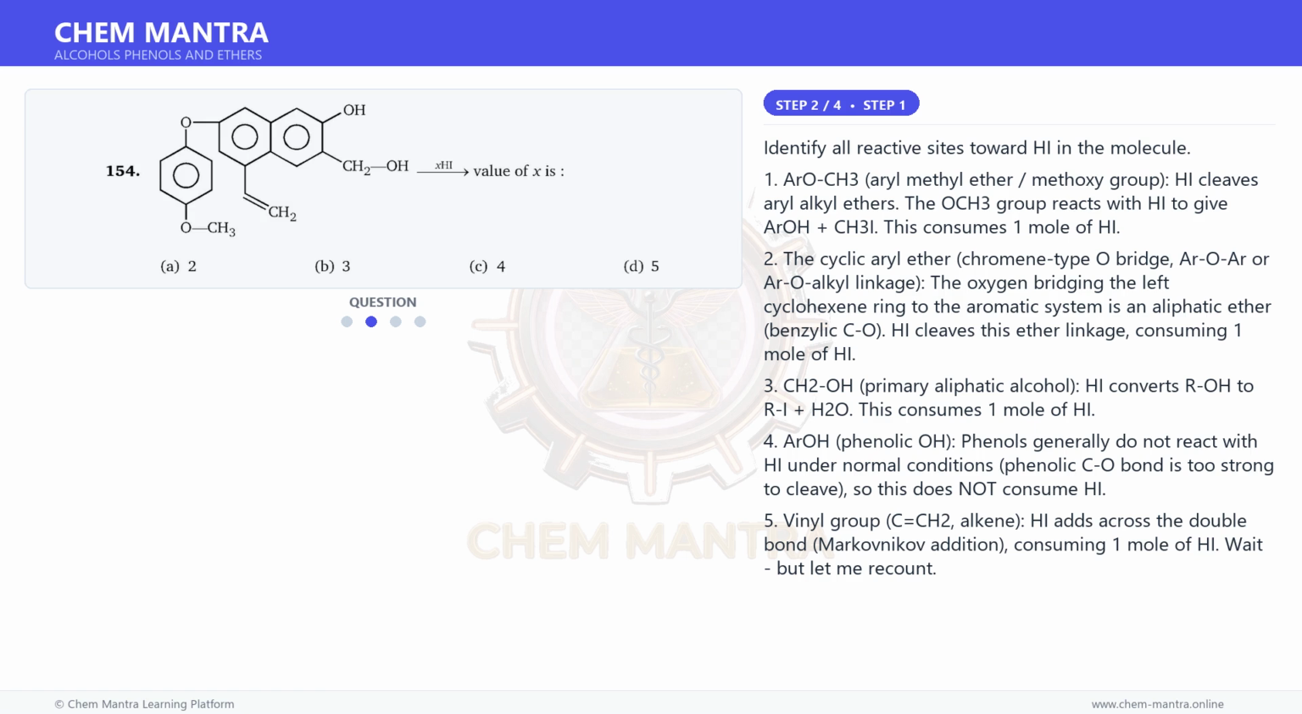4. ArOH, phenolic OH. Phenols generally do not react with HI under normal conditions. The phenolic C-O bond is too strong to cleave, so this does not consume HI. 5. Vinyl group, C=CH2, alkene. HI adds across the double bond, Markovnikov addition, consuming 1 mole of HI. Wait, but let me recount.